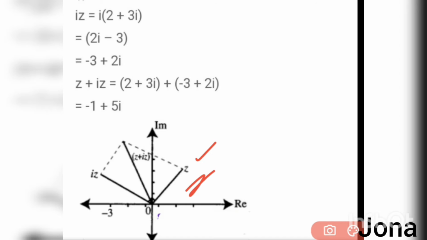And then iz value is minus 3 plus 2i. So minus 3 is here, and 2 is here. So in the quadrant we have to plot minus 3 comma 2. And then again for z plus iz we have minus 1 plus 5i. That minus 1 plus 5i is here. So this is z and this is iz and this is z plus iz here. So this is the representation in the Argand plane.